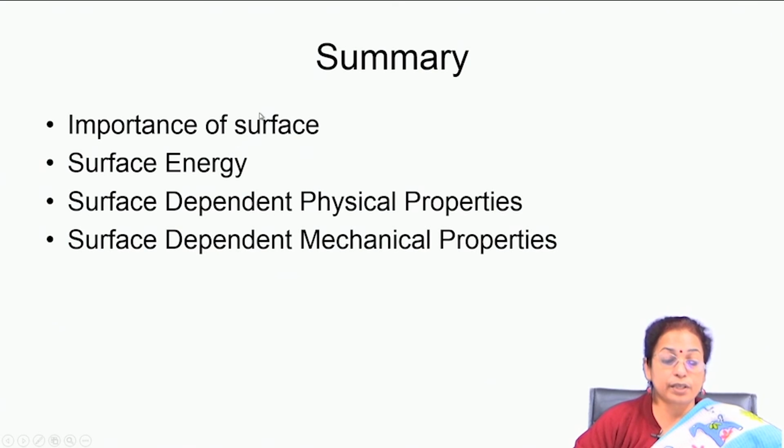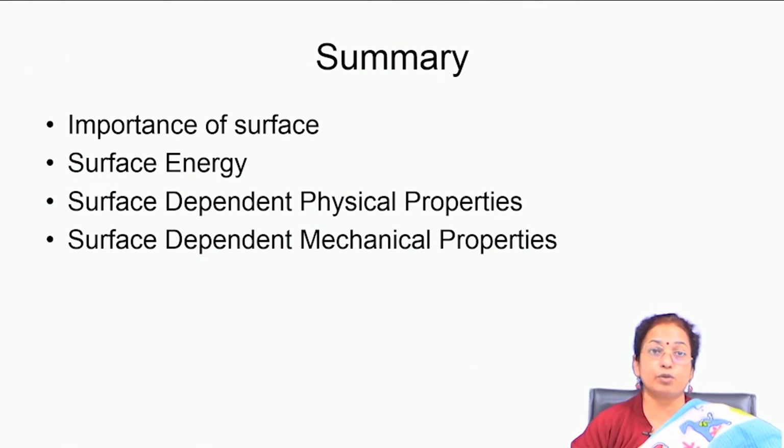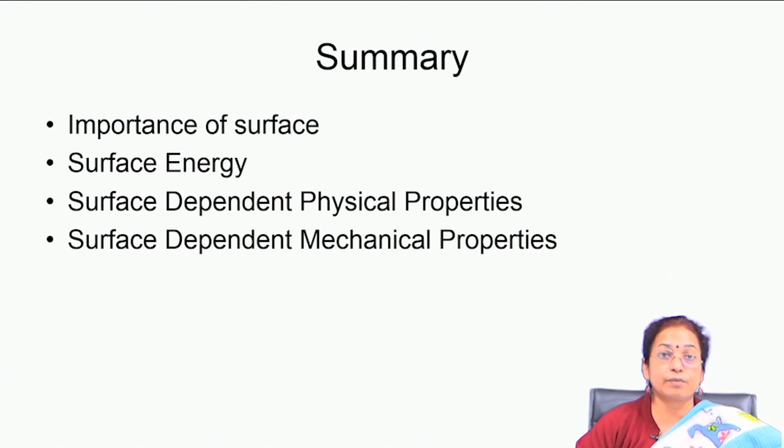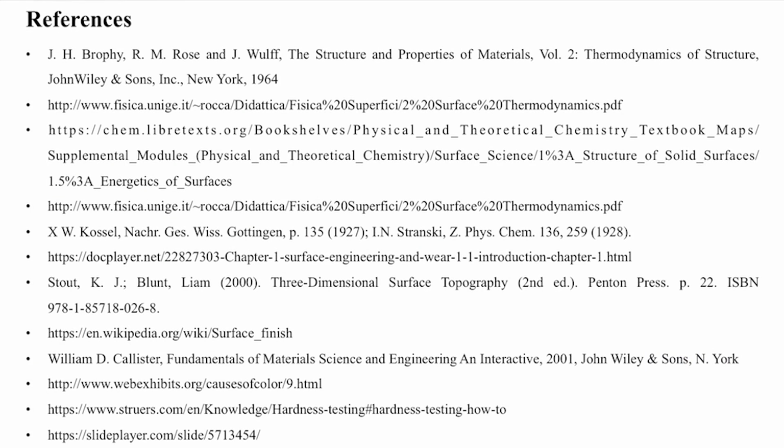In this particular talk we discussed the importance of the surface, surface energy, the phenomena related to surface energy and the properties influenced by surface energies. We also discussed surface-dependent physical properties and primary mechanical properties like flexural strength and hardness. Other important mechanical properties which are dependent on the surface, like wear resistance and fatigue property, will be discussed in the next few classes, and surface-dependent chemical properties like corrosion and high temperature oxidation will also be discussed in the next 2 classes.